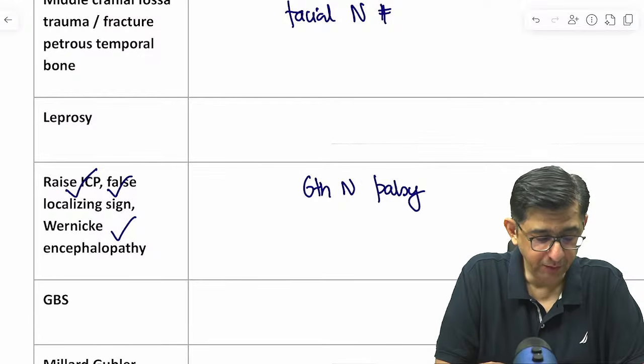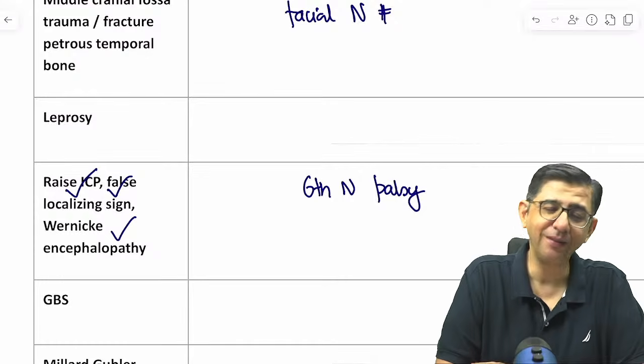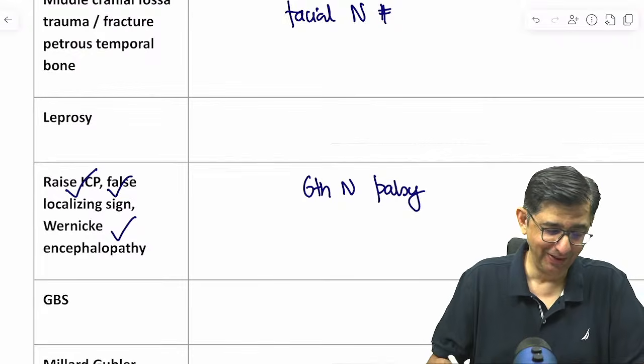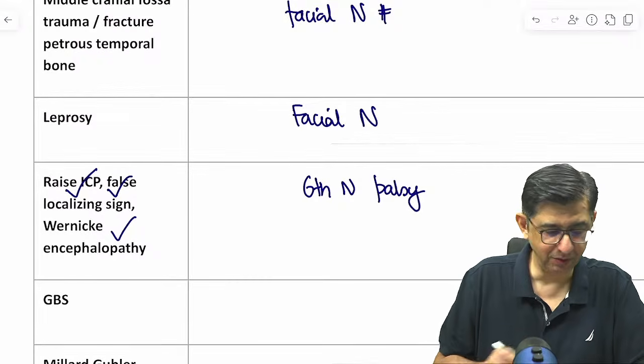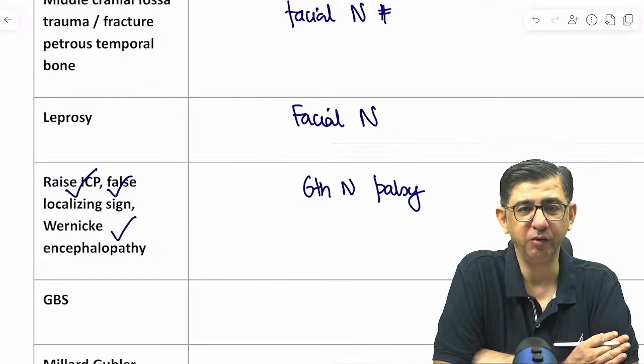Brother, we are talking about cranial nerves, not peripheral nerves. Not ulnar, listen properly. It is the facial nerve. Ulnar nerve is a peripheral nerve, isn't it? Facial nerve is the one. Yes, yes, it is the facial nerve that would be involved.